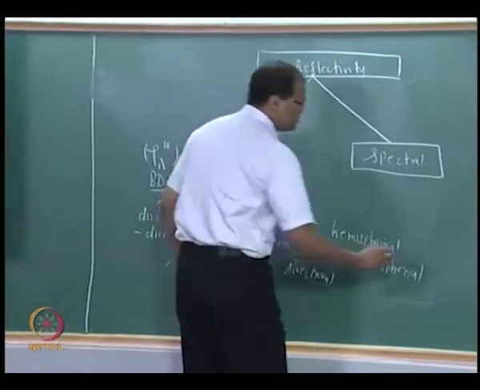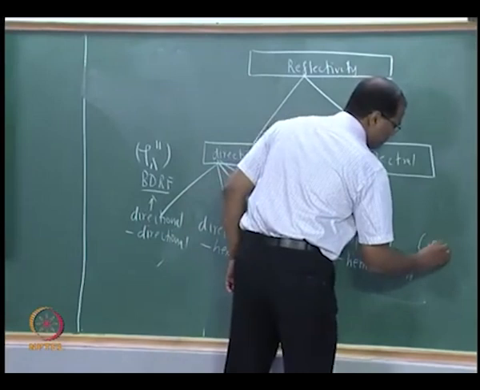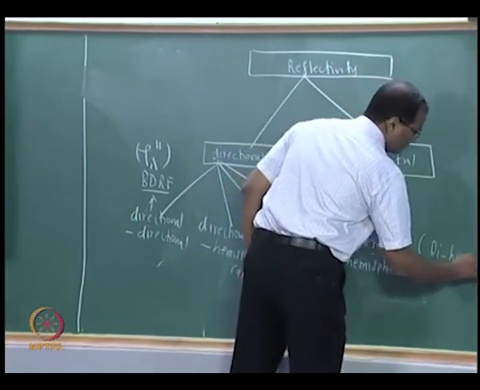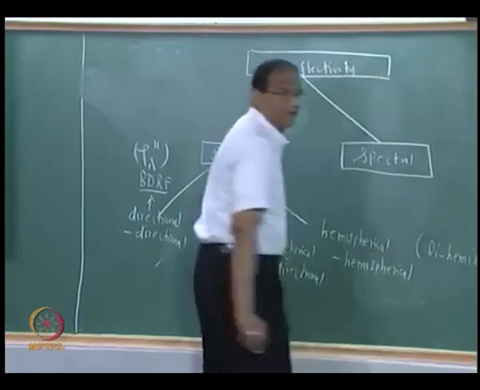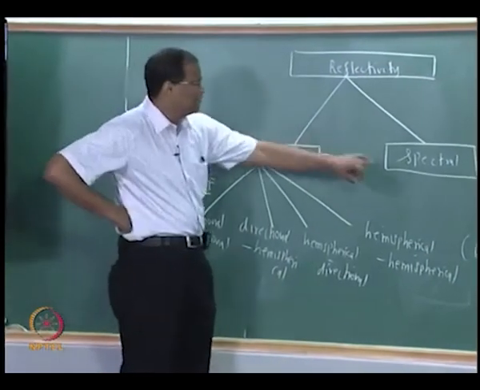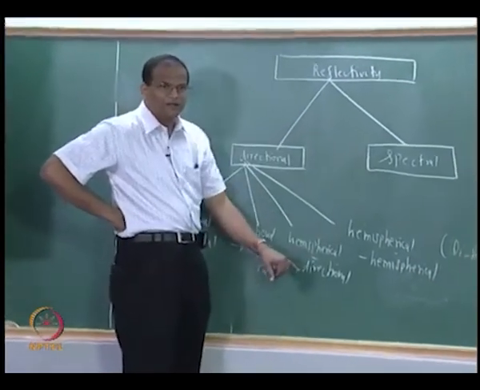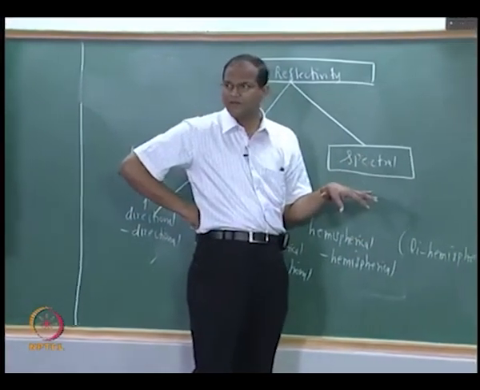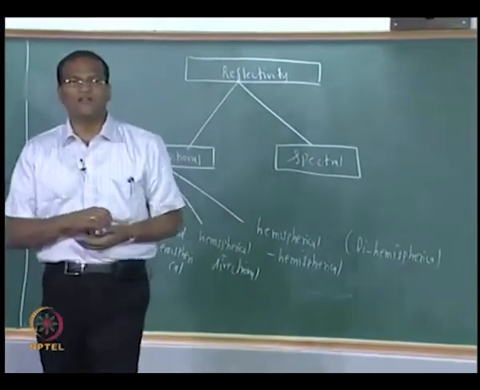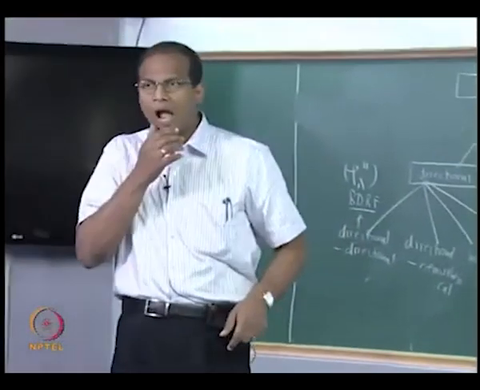This is called bihemispherical. Then I can integrate with respect to lambda, so I can get bihemispherical total reflectivity. So the bihemispherical total reflectivity involves how many integrations?